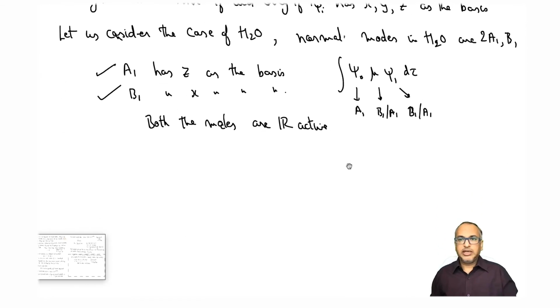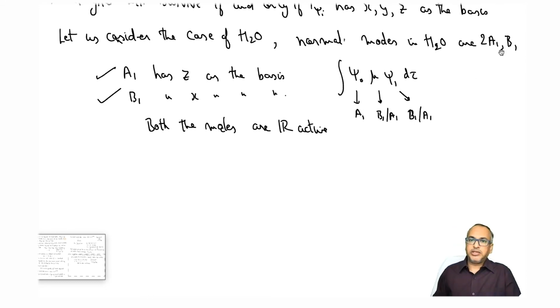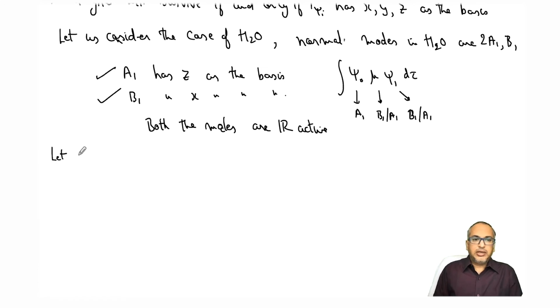Again, I want to emphasize that although we have determined the normal modes of vibration using symmetry and group theory, not all modes will be active under IR or Raman spectroscopy. We will have to set up this integral and find out using the direct product whether the integral will survive or not, and that will define whether a mode is IR active or not. So basically here you will see all three modes in the IR spectrum. Okay, now let us take another example quickly, of CH4.